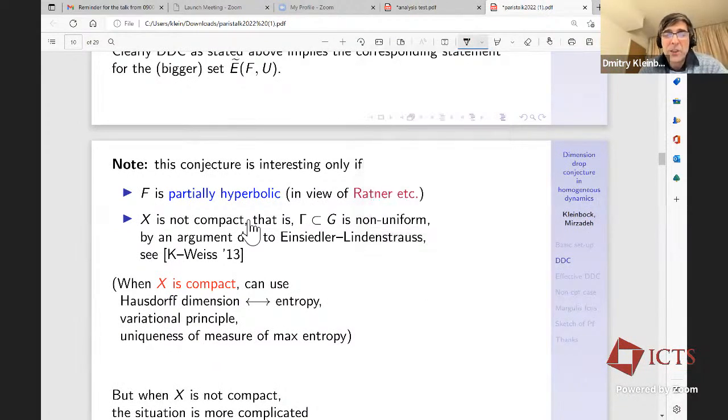And essentially, this argument is due to Manfred Einsiedler and Elon Lindenstrauss, and we wrote it down in a paper with Barak Weiss about 10 years ago.